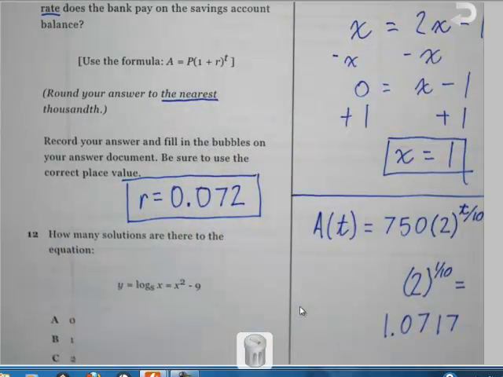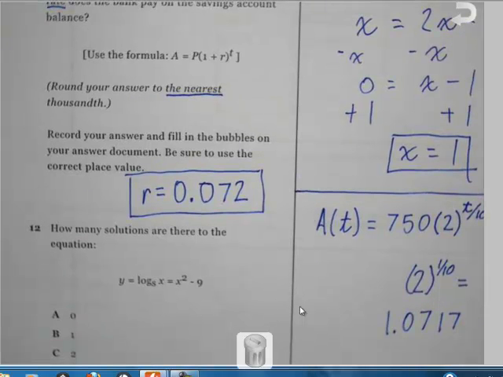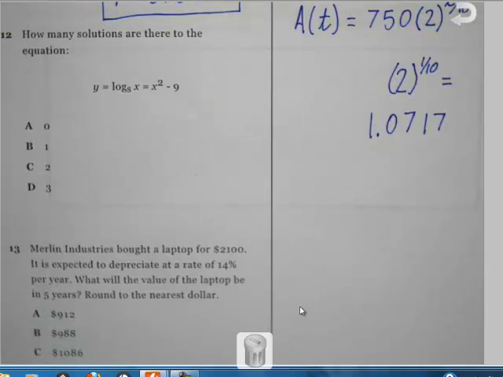Now it's kind of tricky because you're used to dealing with your rates as percentages, and even in the previous question it dealt with the rate as a percentage. Now, number 12 was, shall we say, a little bit more interesting. Okay.